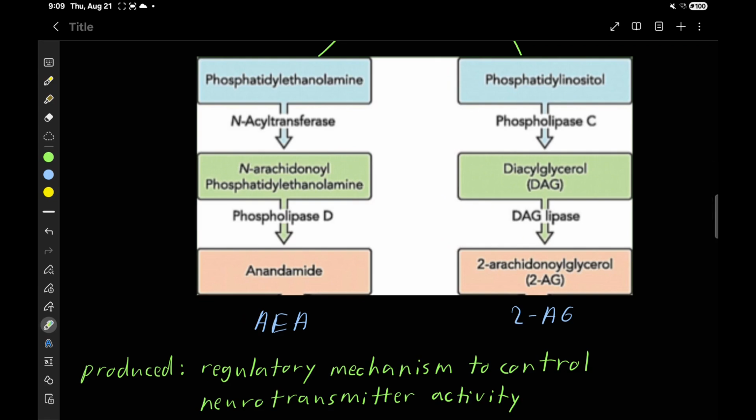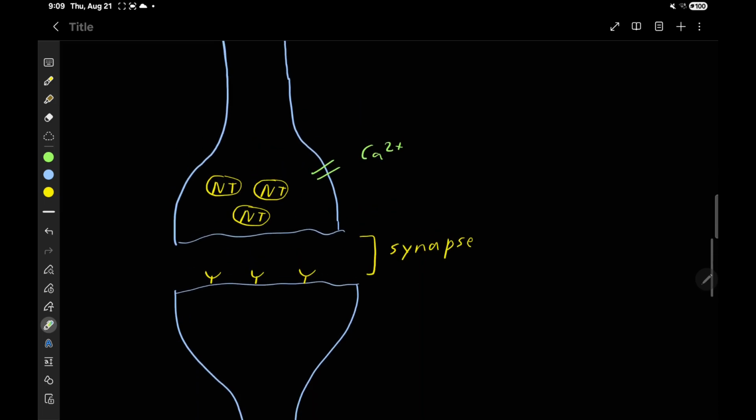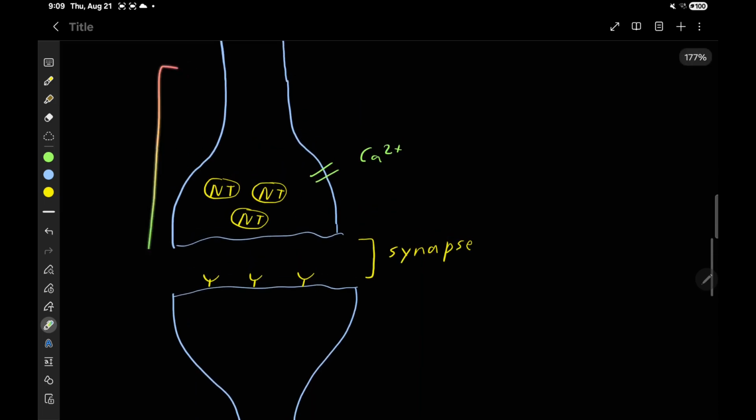So now we know how our two main endocannabinoids are produced, but when are they produced? What triggers their production? The production of endocannabinoids is triggered as a regulatory mechanism to help control neurotransmitter activity. So let's take a look at this diagram here. We have a presynaptic neuron, a synapse, which is a gap between your two neurons, and then you have your postsynaptic neuron.